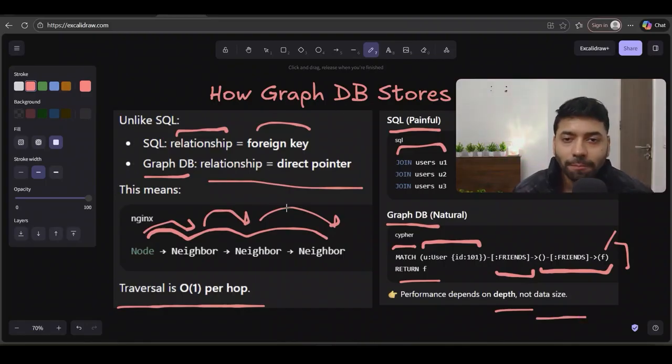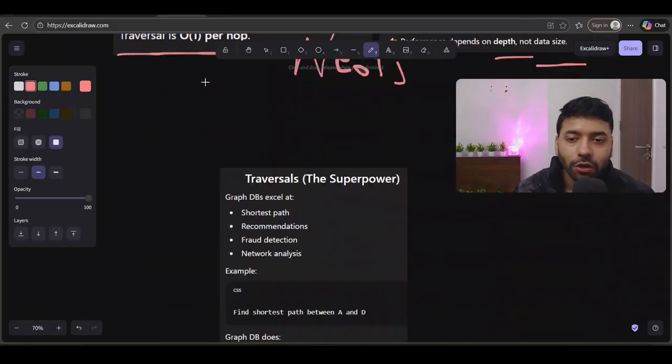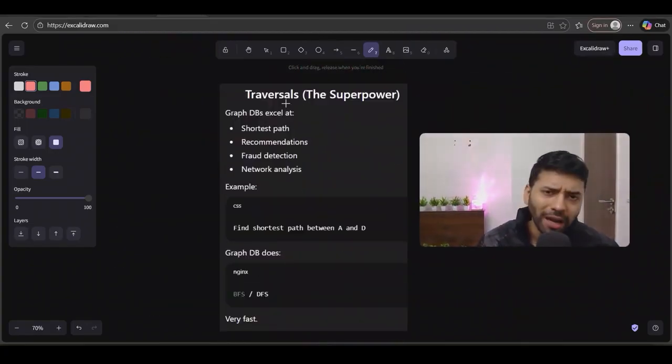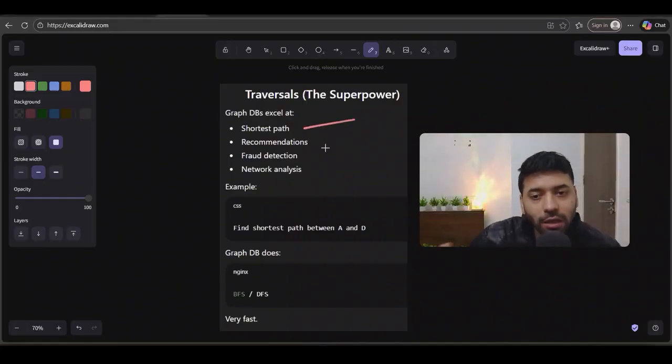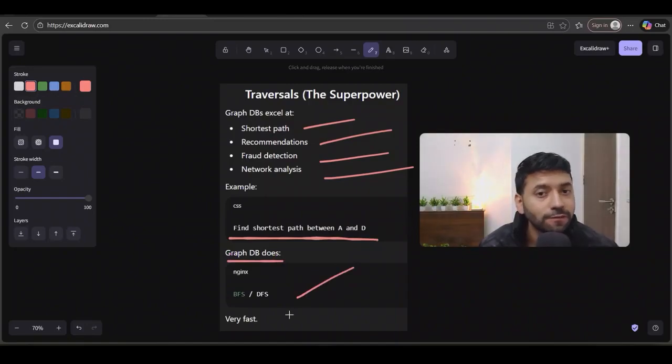One of the famous examples of a graph database is Neo4j. Okay, so this is a famous graph database. Apart from this, graph databases are really good at traversals. You might have already seen graph traversals when you worked on data structures and algorithms. In a similar way, graph databases excel at shortest path, recommendations, fraud detection, and network analysis. An example can be to find the shortest path between A and B. A graph database can use BFS or DFS for this, which is very fast.